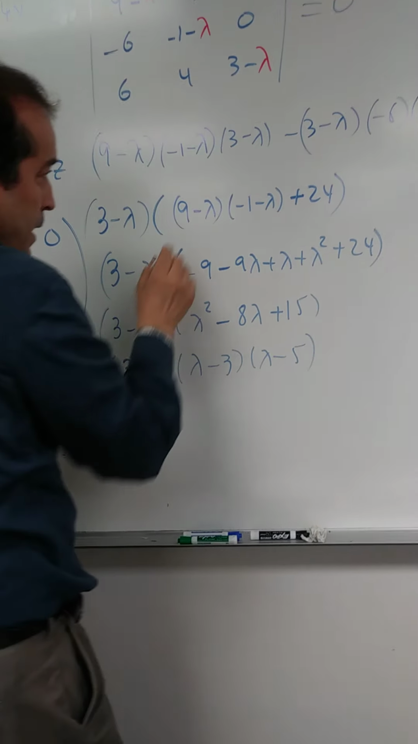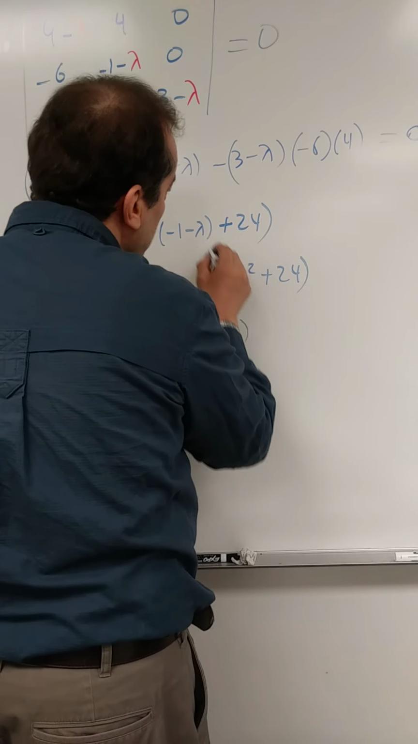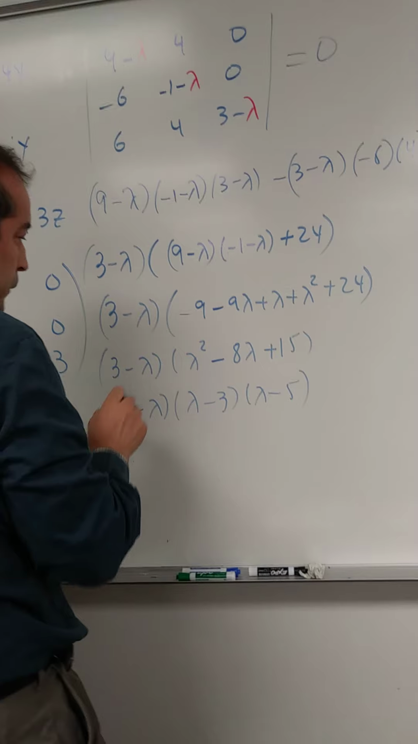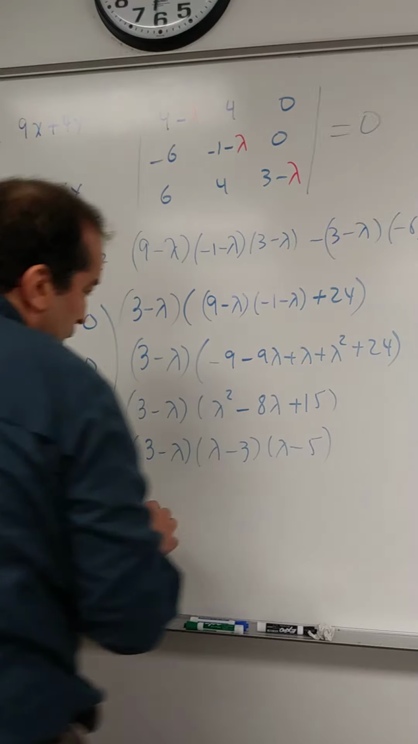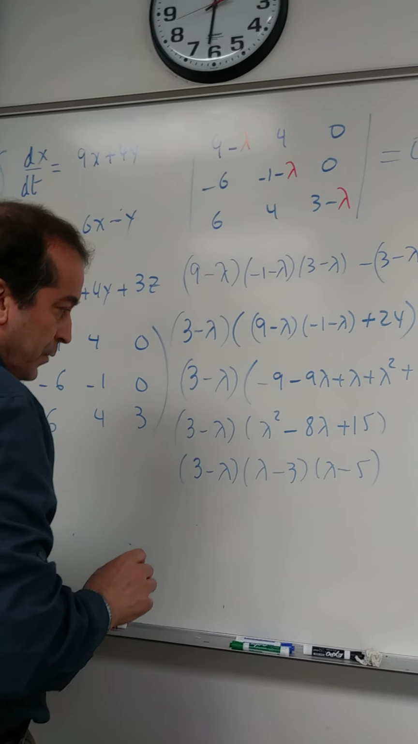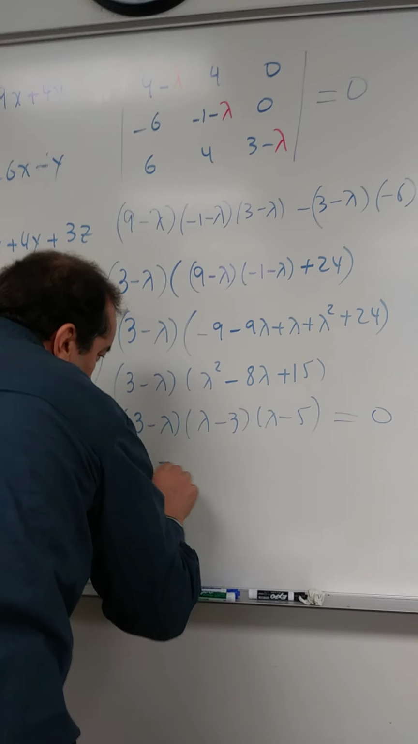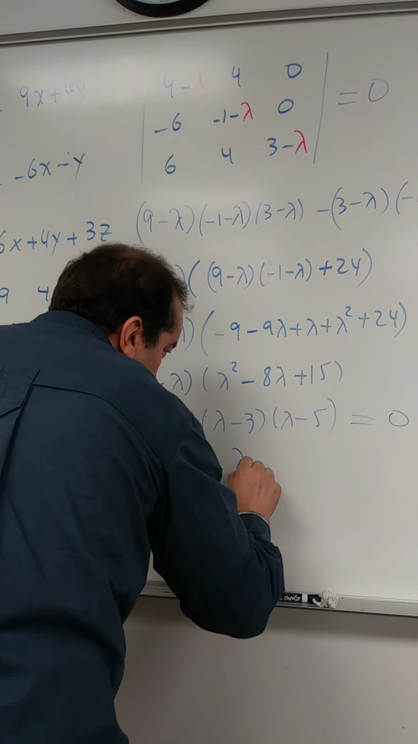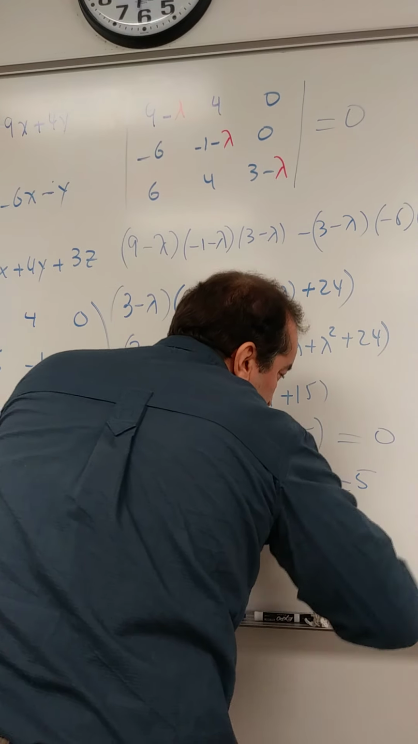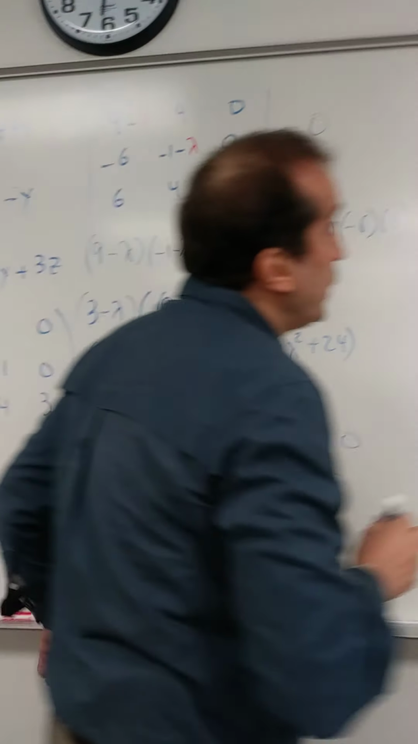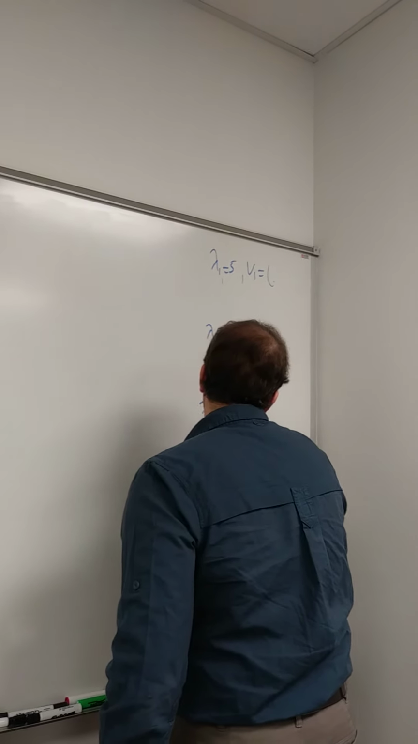3 minus lambda stays. This will be 9 minus 9 lambda plus lambda squared plus lambda plus 24, times 3 minus lambda. This is lambda squared minus 8 lambda plus 15. It can be factored, and you can write it as lambda minus 3 times lambda minus 5. And this is set equal to 0. So the solutions are lambda 2 equals 3 from here, lambda 3 equals 3 from here, and lambda 1 equals 5. I started with 5 because that one is not repeated. So lambda 1 equals 5, lambda 2 equals 3, and lambda 3 equals 3.